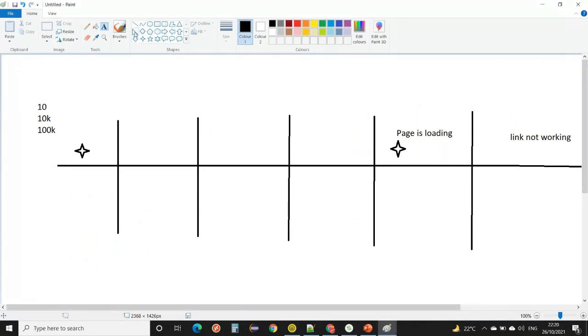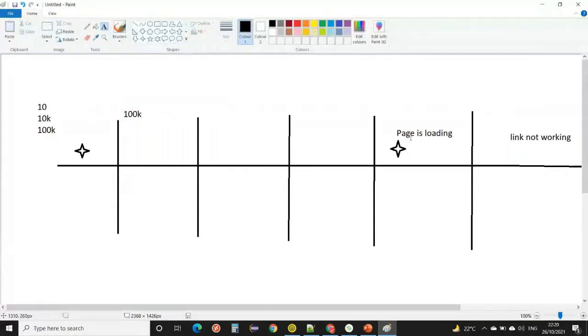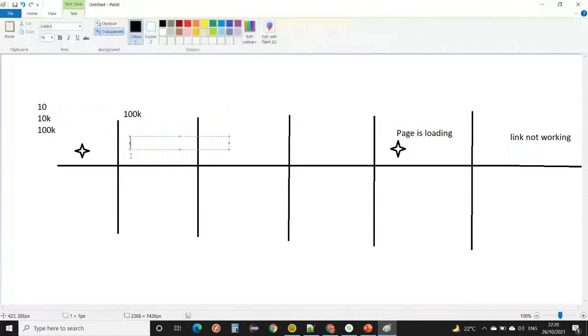And in the second month, what is the cost? 100K. Yes. So if you find this page is not loading or not working in this month, this defect you will find in this month or this month, right?